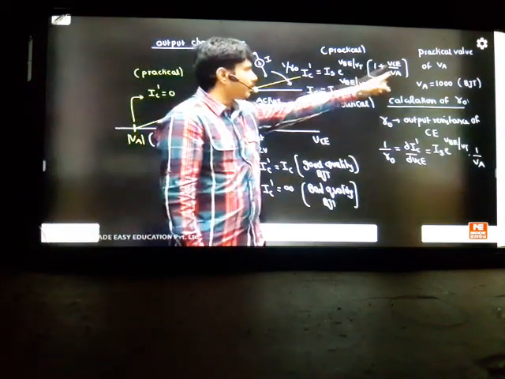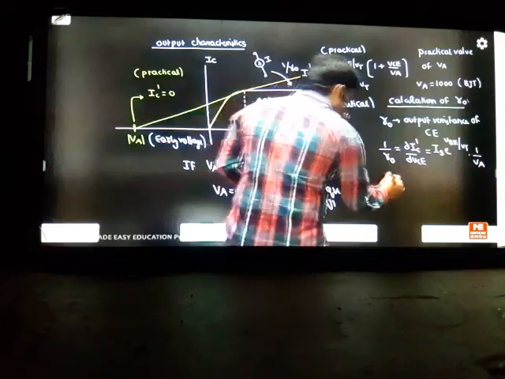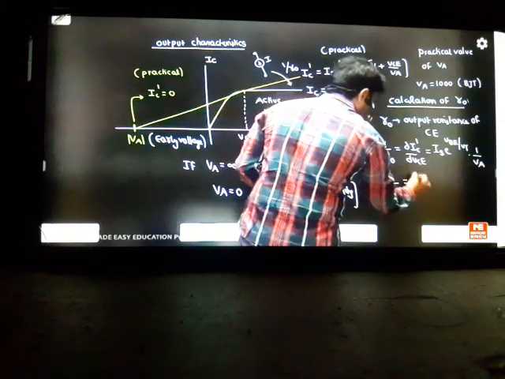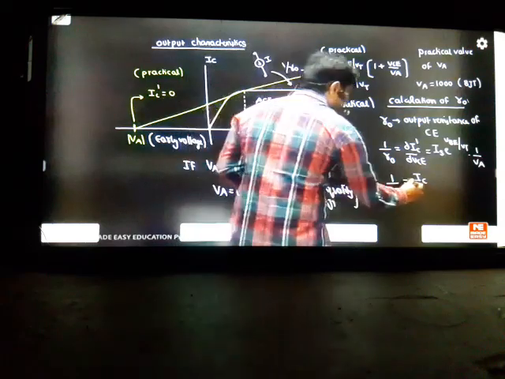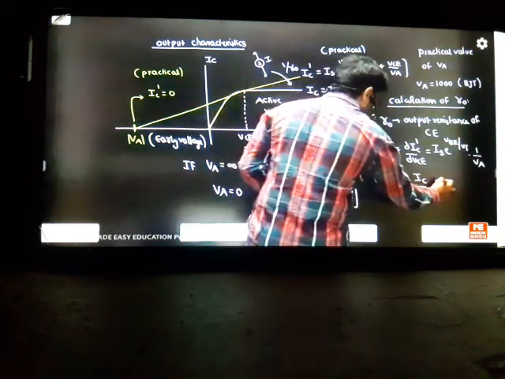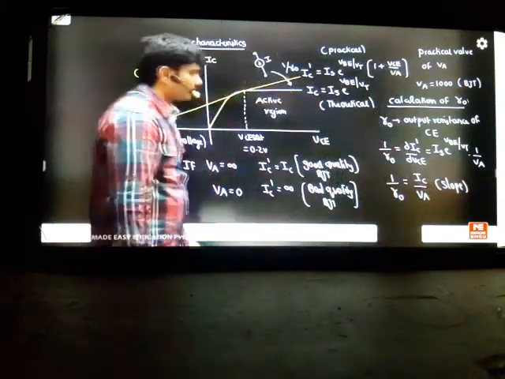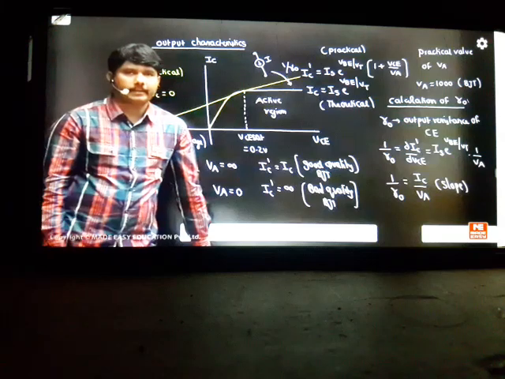When the derivative with respect to VCE is 1, VA will become 1 by VA. So you can write this answer as 1 by R naught will be equal to IC, the theoretical current, divided by VA. This is called the slope of your graph. So I found the slope like this. Very simple formula, it is IC by VA. It is not IC dash by VA.